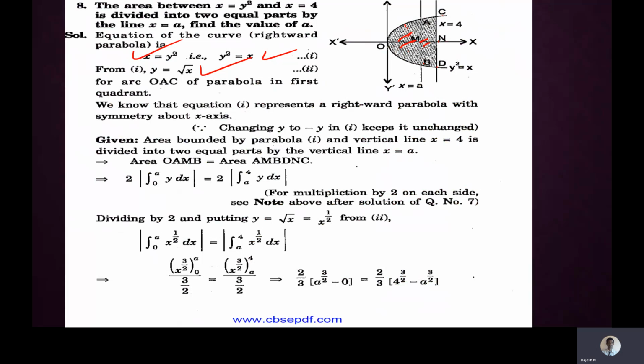So what is the area? Actually, this is symmetrical with respect to the x-axis. So 2 into the integral from 0 to a of y dx. So 2 into the integral from 0 to a of y dx. And here it is what? a to 4, the integral from a to 4 of y dx. So 0 to a. What is our y here?